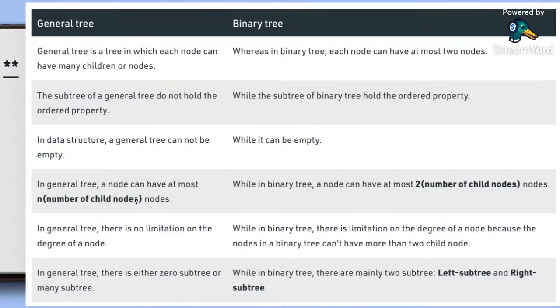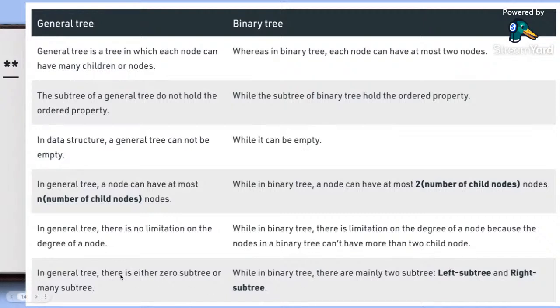A node can have at most n number of child nodes. You're saying at most, which means that there is a limit. Hmm. Yeah. No, this is talking about degree. This is talking about number. The difference in degree and number. Yeah, that's what degree is. Degree is how many children a node can have. Okay. You'll probably have to omit one of these and look for a better pointer for that then. While in binary tree, there's a limitation on degree of the node because nodes in binary tree can't have more than 2 child nodes.